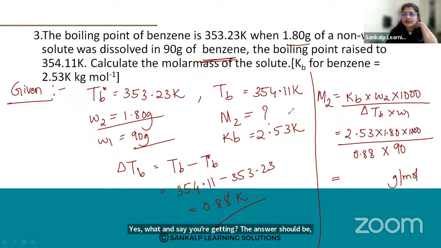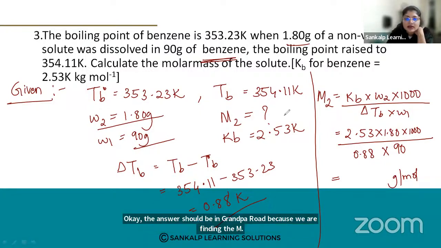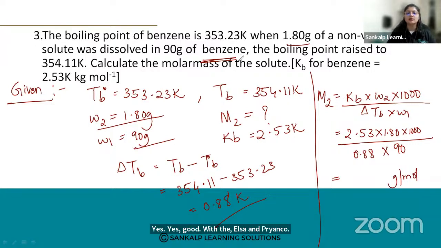Yes, good. Vedavati, Ilsa, and Priyanka. Good. Okay. Yes, good. Prakash. Yes. Sanjeevni. Yes, good. Okay. The answer is right. So it is 57.5 gram per mole.